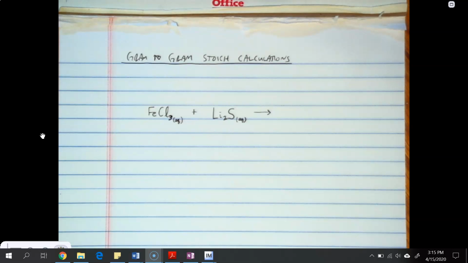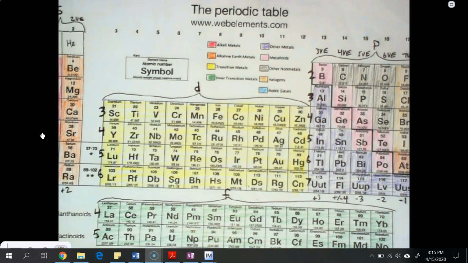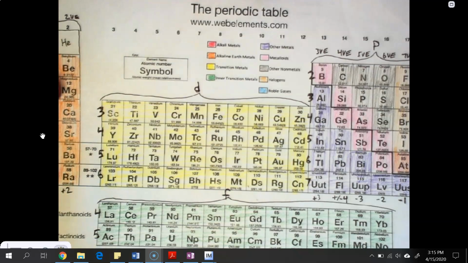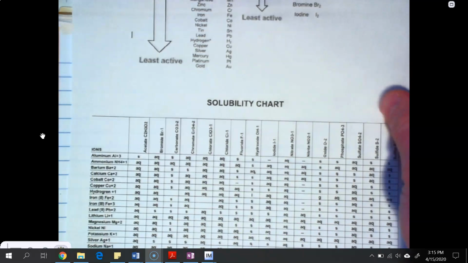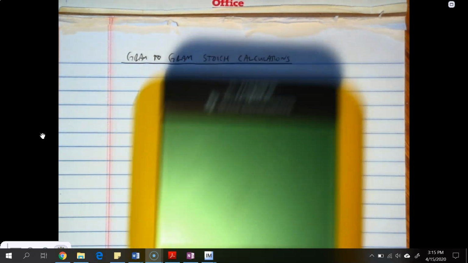Okay. If it isn't obvious already, you should definitely have your solubility chart, and you should definitely have your shaded periodic table. So what I'm going to do is have you pause the video, grab those materials. While you're grabbing those, grab a calculator as well. You'll need one of these definitely, and I want you to follow along.